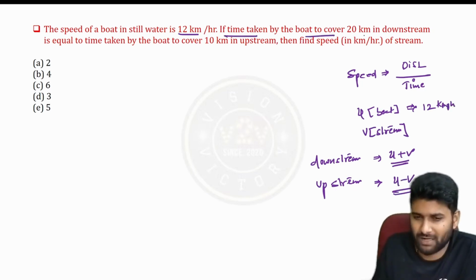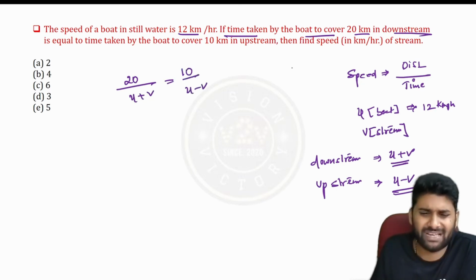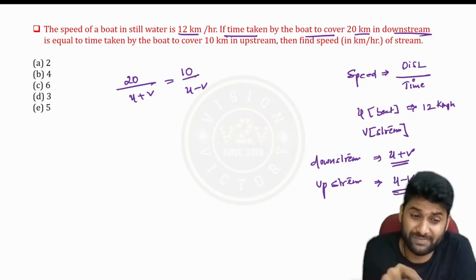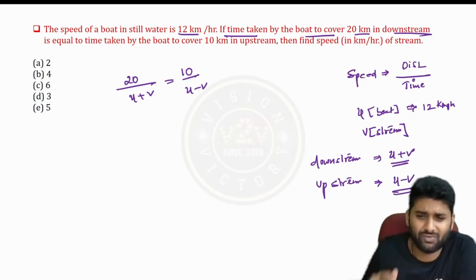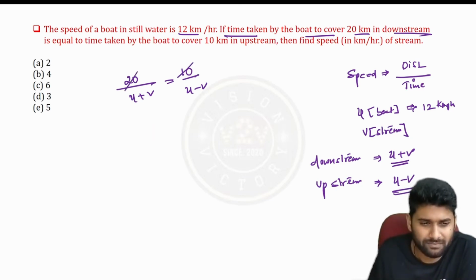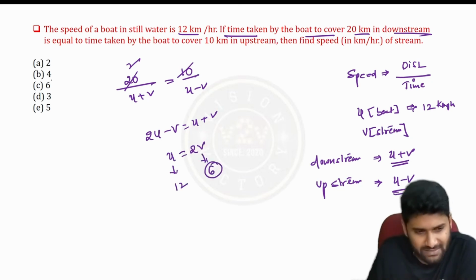The time taken by the boat to cover 20 kilometers downstream, along the stream, with speed U plus V, is equal to the time taken by the boat to cover 10 kilometers upstream, with speed U minus V. They clearly mention that if you go 20 kilometers downstream and 10 kilometers upstream, the respective time is the same. Now just find out the value of V. So we are done with the question, guys. 2(U minus V) is equal to U plus V, right? Then U is equal to 3V. Now you already know that U is equal to 12, then V must be 4.